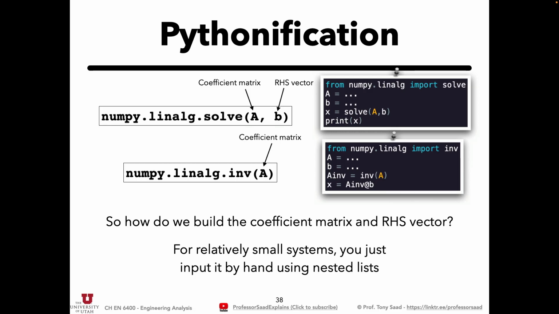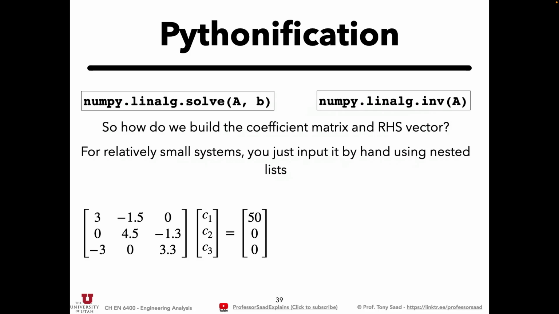But the two important cases for engineering: if we're dealing with small systems, just type it by hand. For any of the larger systems, they will be repetitive. So you'll put a recurrence formula to build the coefficient matrix. All right? Okay, so how do we build this? It's really simple. For small systems, again, it's really simple.